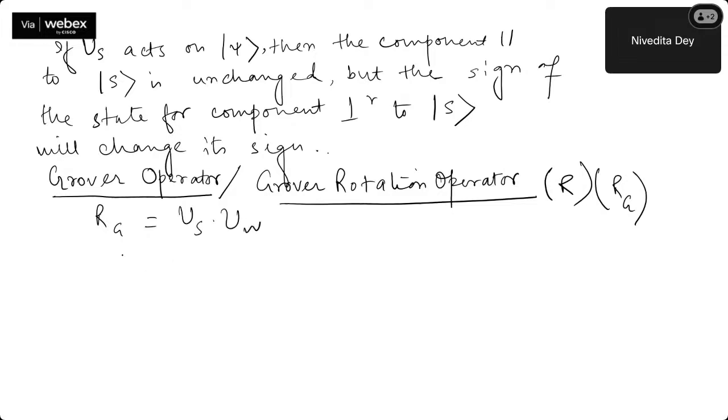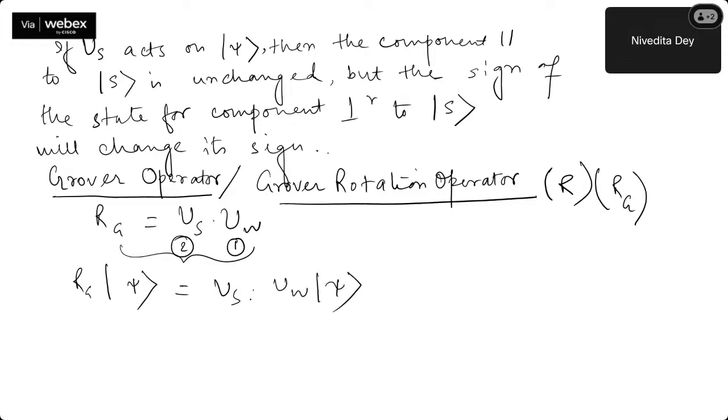That is nothing but your US times UW. That means this is the first operator. First you have to apply UW, followed by US. Whatever result you got, you have to apply US. That means RG on a particular state psi will be US UW psi. That means if this is psi 1 after application, which will be US psi 1, and on application, this entire thing will become psi 2. Likewise, just in order to tell you the precedence of the operators.